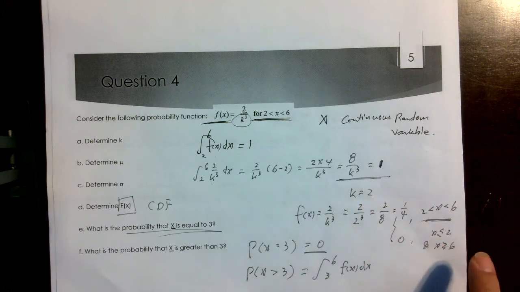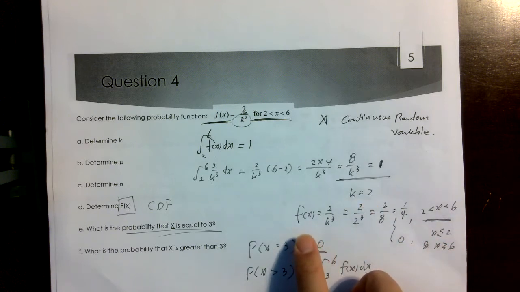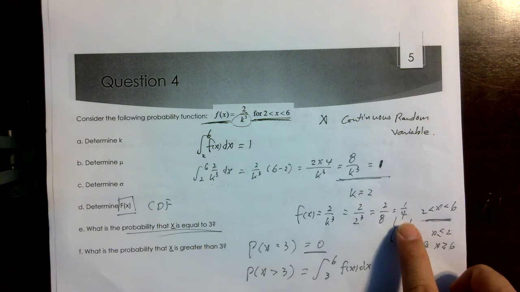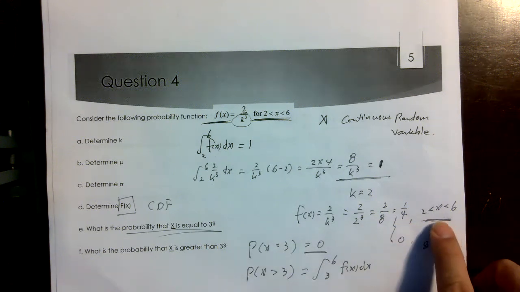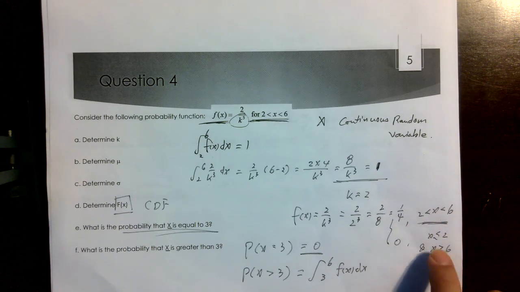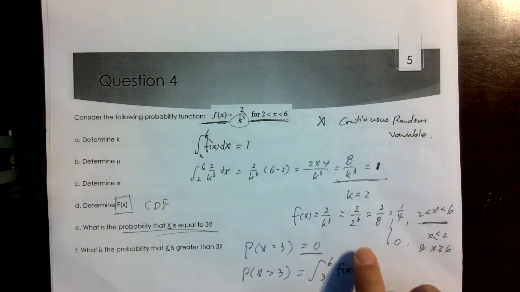All right. And we can write down the probability density function now with k equal to 2. So the density equals 1/4. And remember to write down the range of this random variable, from 2 to 6. How about when x is less than or equal to 2, or x is greater than or equal to 6? Well, this density function equals 0.